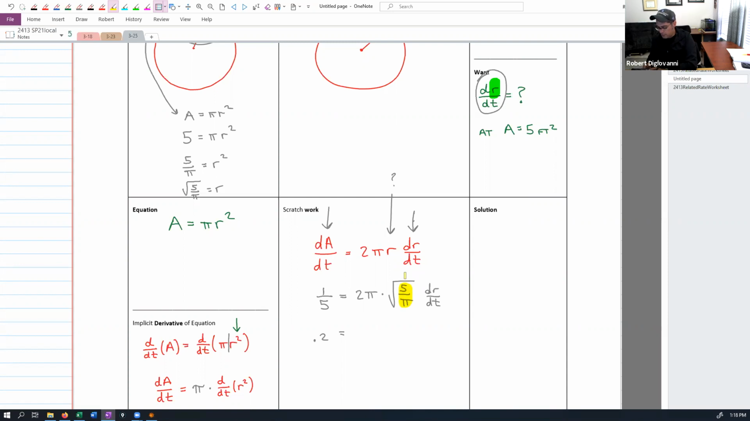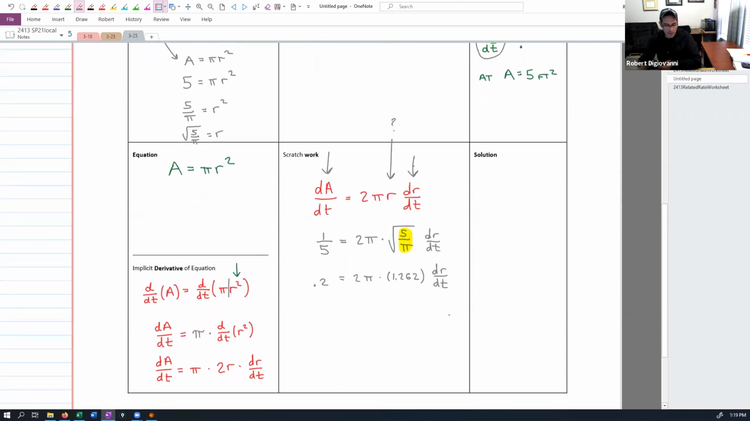And then I'm going to take the square root of that. So this becomes 2 pi times, that number is 1.262, I'm just going to round to 3 decimal places, times dr dt. I'm going to go ahead and multiply all these together now on my calculator. I get 0.2 equals 7.9227 dr dt.